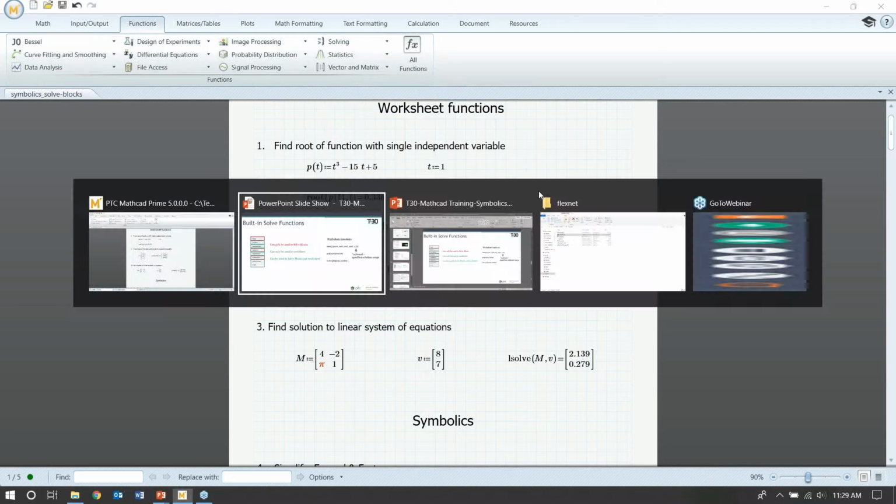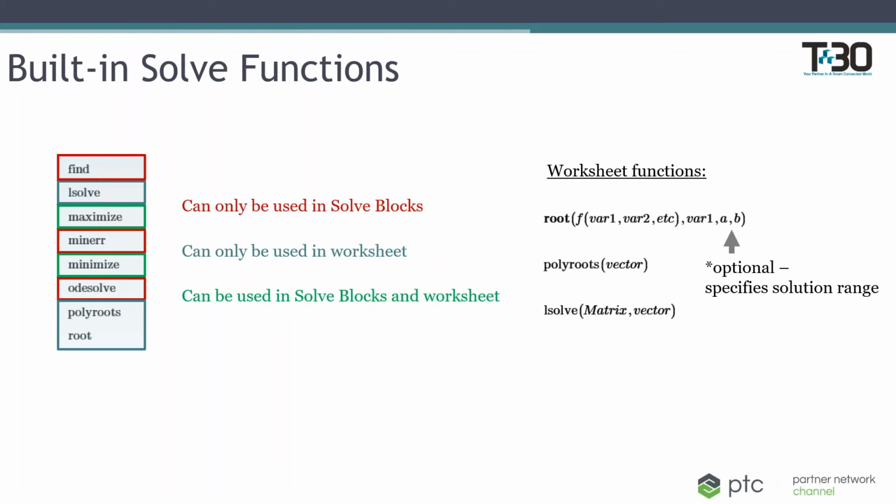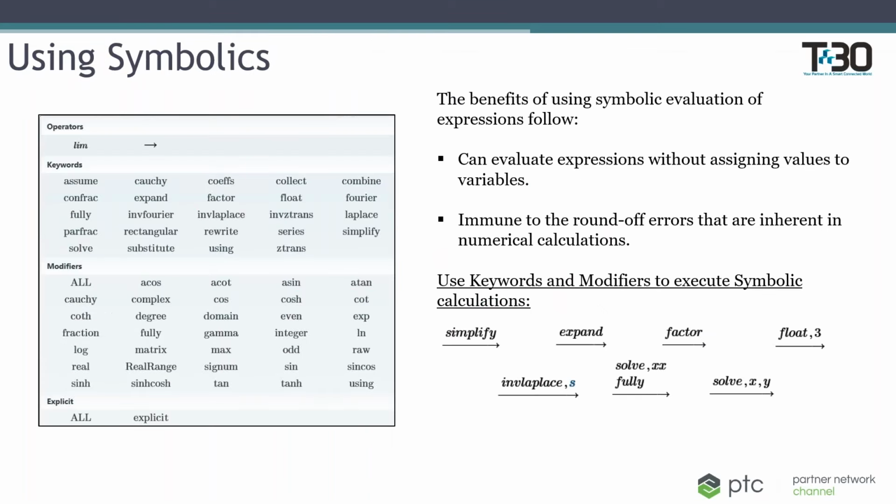All right, so let's get back into our presentation, and we're going to take a look at symbolics next. So symbolics are awesome. You have a lot of benefits. You can evaluate expressions without actually having values attached to the variables. This helps you get insight into the behavior of those variables and their relationships together. And because you're solving most of the symbolic calculations without values, you're immune to round-off errors. It will try and provide you with an exact solution if possible.